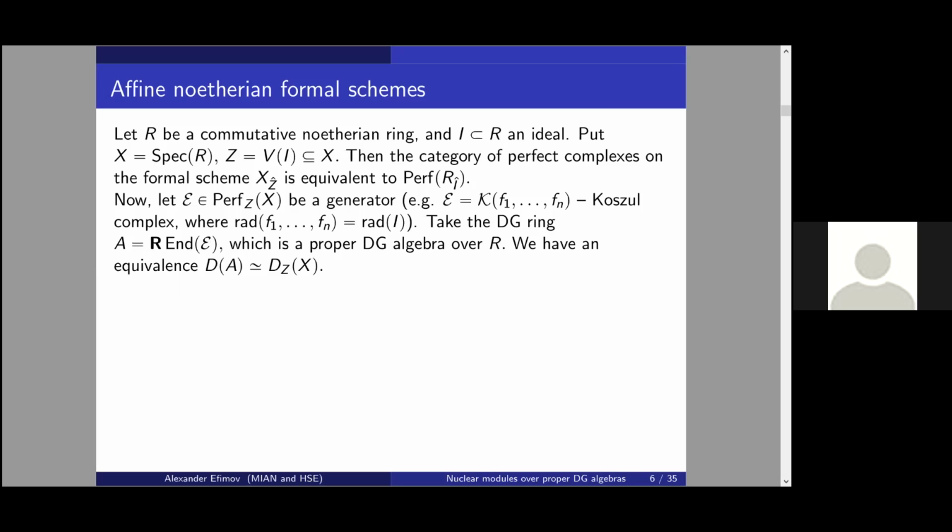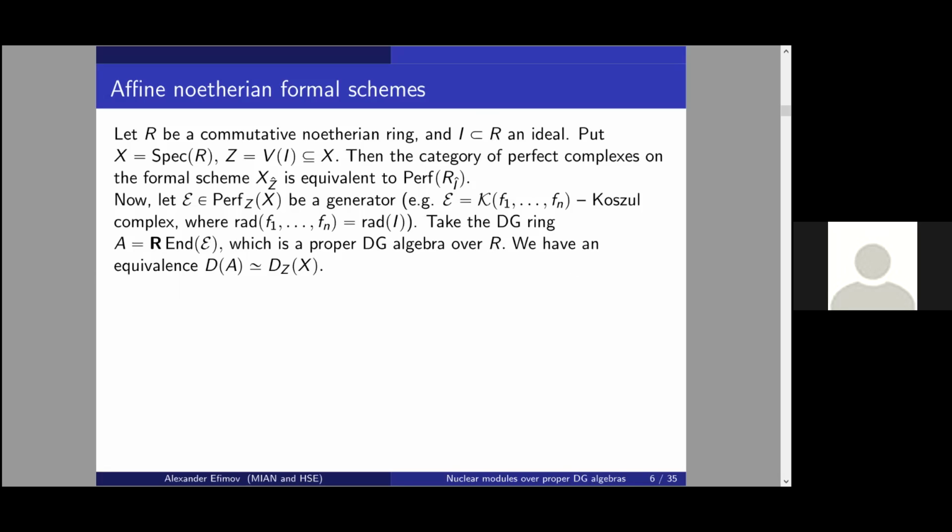So, I think you assume that this Z is zero-dimensional? No, it doesn't matter. No, Z is just any subset. I mean, our base ring will be R. Okay. Yes.